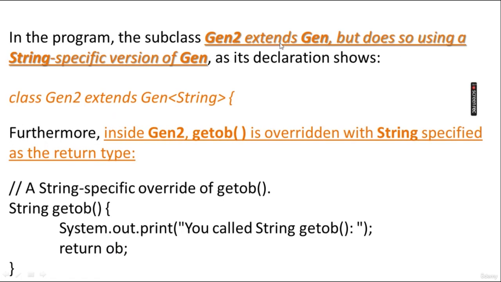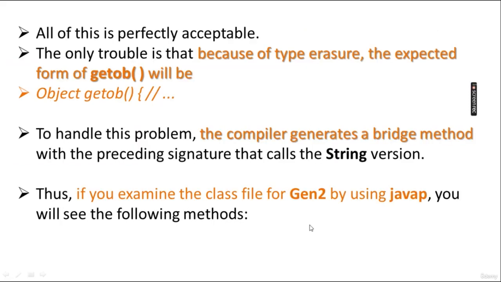The subclass Gen2 extends Gen but does so using a String-specific version of Gen. Gen2 extends Gen<String>. Okay, Gen has type Object, Gen2 has type String. Inside Gen2, getObject is overridden with String specified as the return type: String getObject. You call the String version of getObject. All of this is acceptable. The only trouble is that because of type erasure, the expected form of getObject will be Object getObject. To handle this problem, the compiler generates a bridge method with the preceding signature that calls the String version.